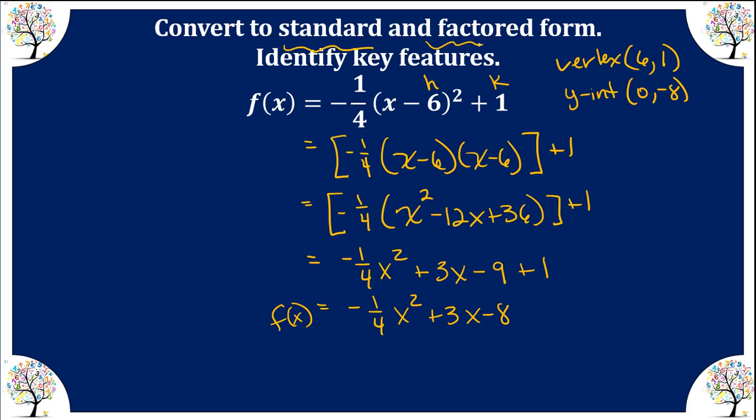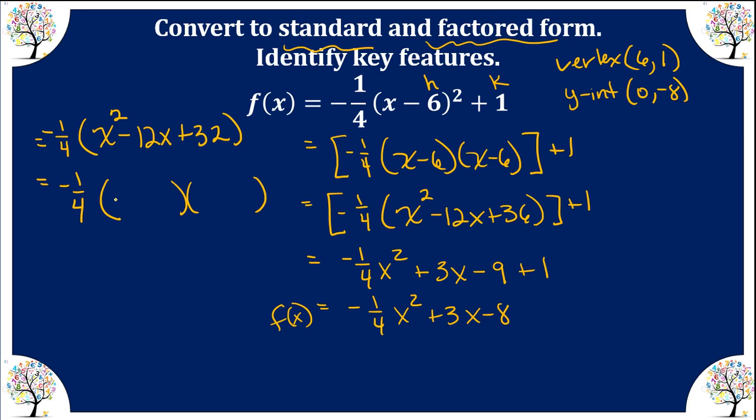Now we're going to factor this quadratic, so I'm going to factor out the GCF of -1/4. When I divide out a -1/4, that is the same as multiplying by -4. So we're going to get a positive x squared, and then a minus 12x, and then a positive 32. Bring down the -1/4.